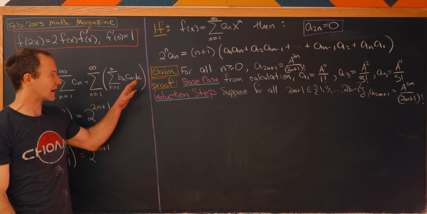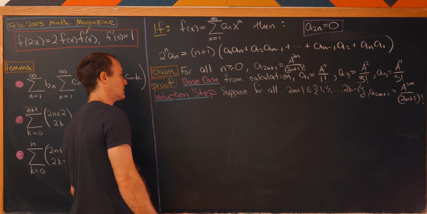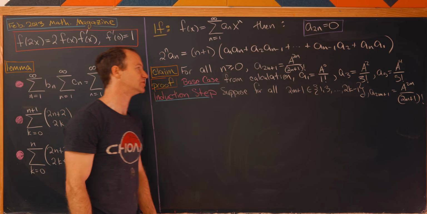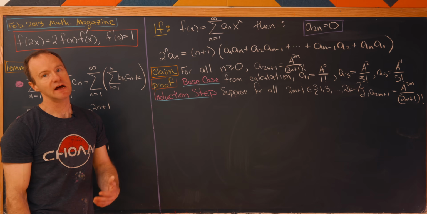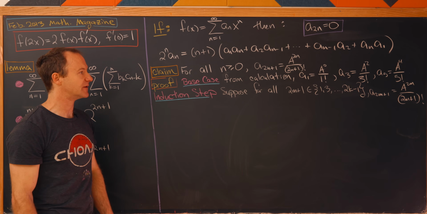So to round out our odd index terms, we need to show for all n bigger than or equal to 0 that a sub 2n plus 2 equals capital A to the 2n over 2n plus 1 factorial. Again, we'll do this by induction. We've got more calculations than we need for the base case.